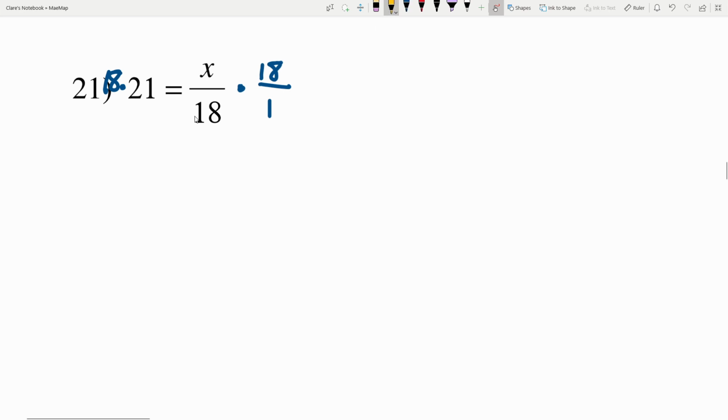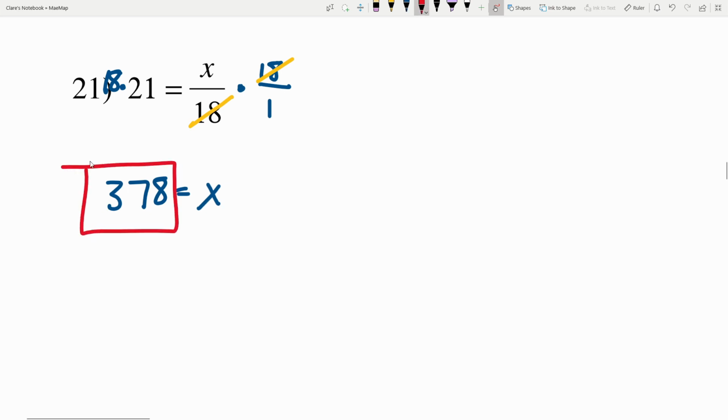So now you can see that x times 18 over 18 times 1 is x divided by 1, or x times 1. So I have x equal to 18 times 21, and 18 times 21 is going to be 378. So 378 is my solution in number 21.